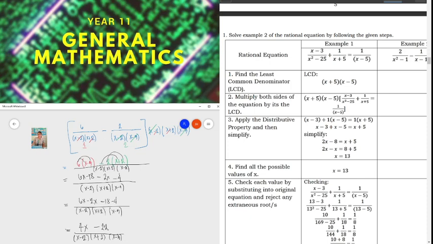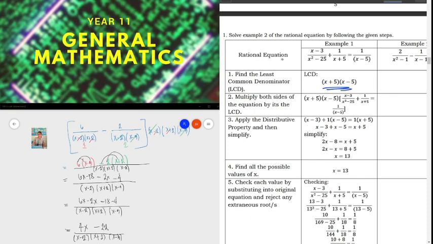So as you can see here, the first thing that you're going to have is the LCD. Again, this one can be factored, so you factor it first. Okay, so we have x plus 5 and x minus 5, right? Since we have here x plus 5 and this one are the same, so we have here also x minus 5. So that's why we have this LCD.